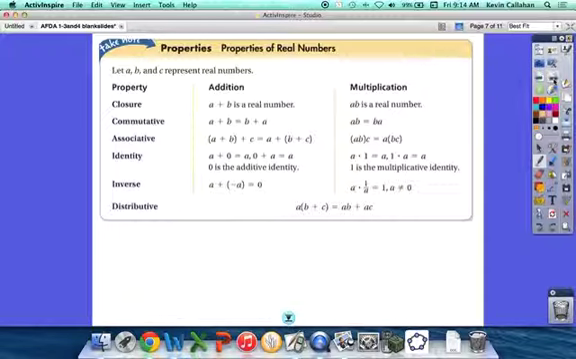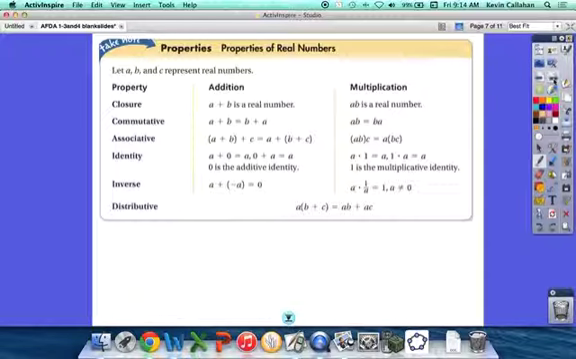Associative property means grouping, if you just change the parentheses. Identity property, there are 2: one for addition and one for multiplication. If you add anything plus 0, you get that same thing back again. So you would say that 0 is the identity element for addition. For multiplication, it's 1. Anything times 1 equals the same thing back again. It's identical to what you started with.